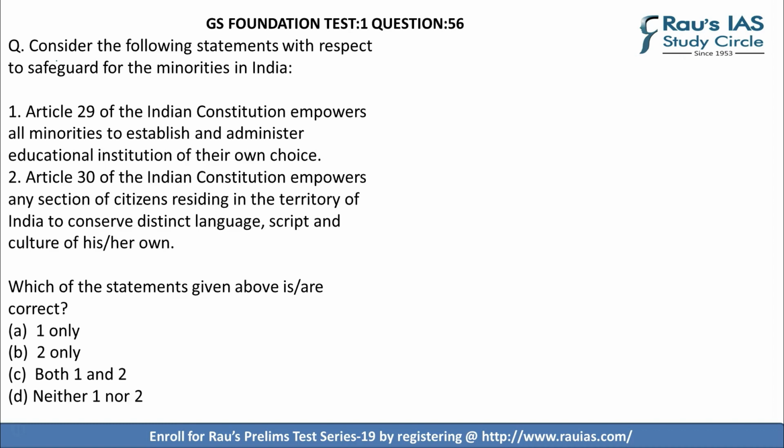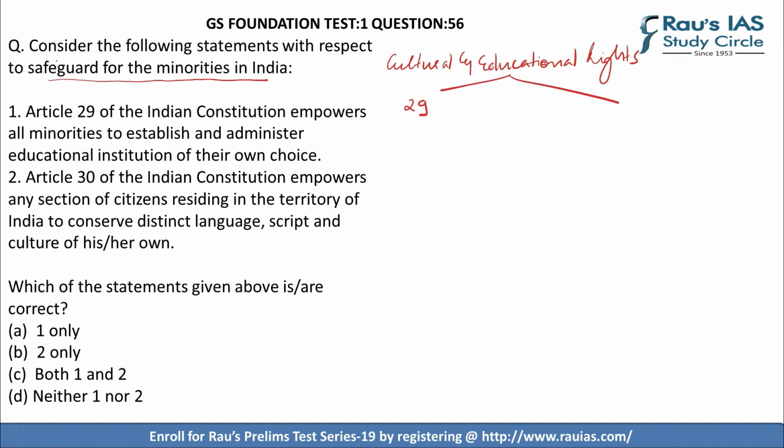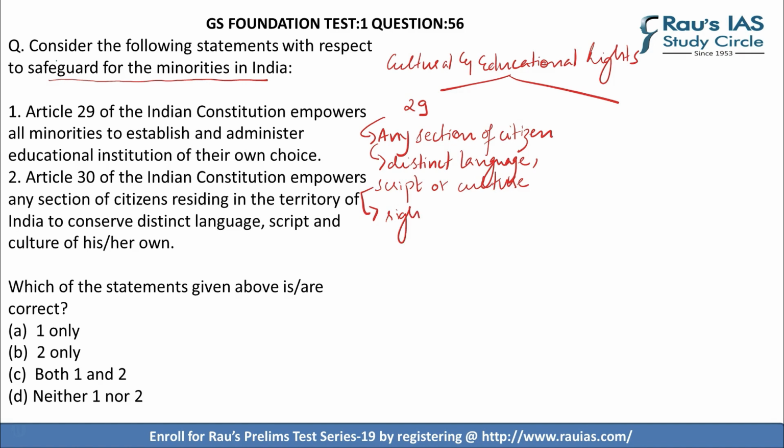Question number 56 is with respect to the safeguards provided for minorities in India. The cultural and educational rights of minorities in India is important because they were a subject matter of a recent Supreme Court judgment. Article 29 and 30 talk about cultural and educational rights given to minorities. Both of them are part of the fundamental rights. Article 29 states that any section of citizen residing in the territory of India and having a distinct language, script or culture shall have the right to conserve the same.